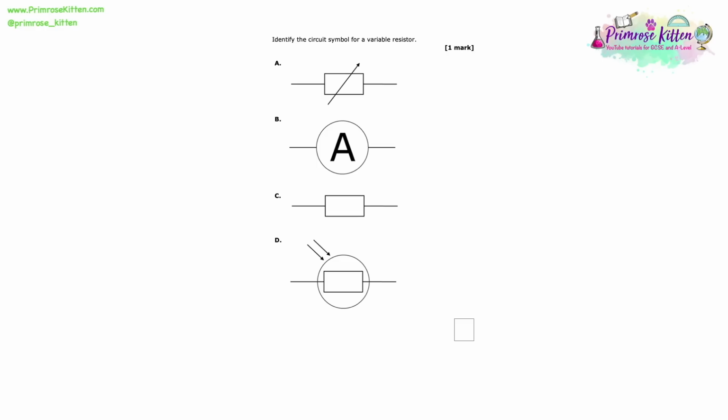Here we're asked to identify the circuit symbol for a variable resistor. So we should know these all off by heart, but I'll tell you what they all are. Well, first off, the variable resistor is the resistor at position A. So that is the correct answer to this question. Here we have a variable resistor, and that is what we put in our answer box.